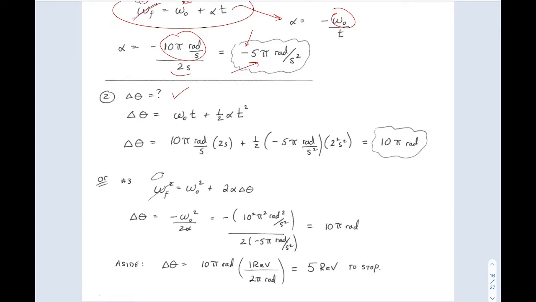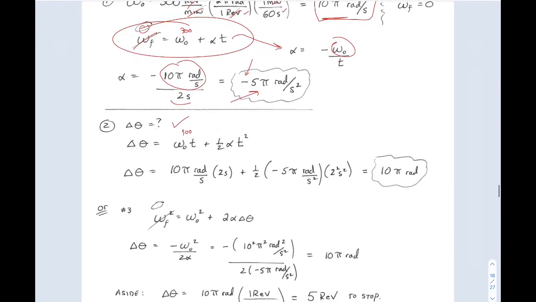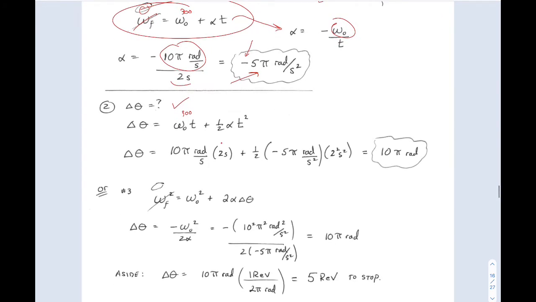So I have my initial angular speed, that's my 300, but remember, I had to convert it to the correct units. There's my omega initial. There's the time it takes to stop. There's my angular acceleration. Remember, it's putting on the brakes, it's slowing down. Like when you slam on the brakes of your car, your wheels slow down, the rotation rate.